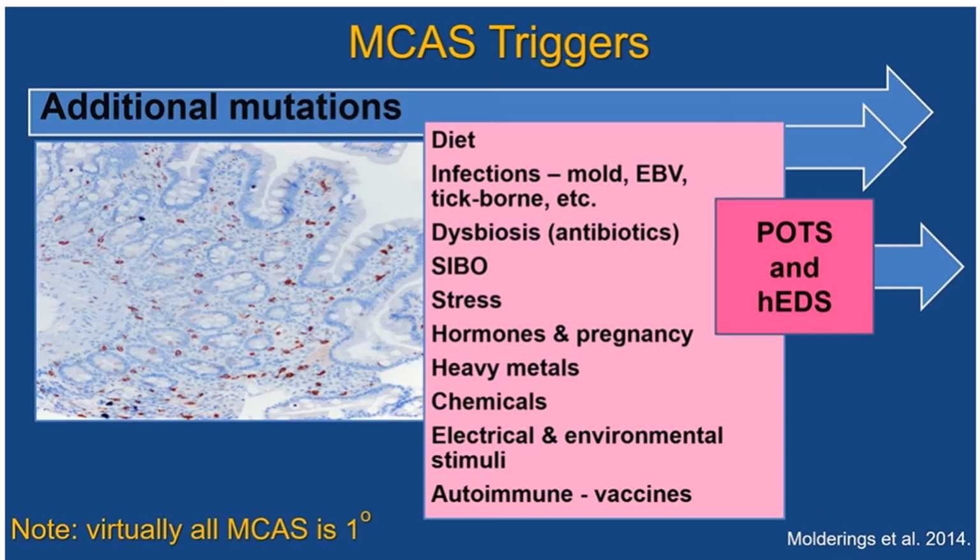So let's talk about some triggers. You'll see dietary triggers, so food allergies and sensitivities. You'll see infections such as tick-borne infections, mold, Epstein-Barr, CMV, HHV6. So a viral burden can actually make this worse. I suspect also chemicals and heavy metals are triggers. Dysbiosis due to overuse of antibiotics. SIBO, stress, both physical and emotional stress, abnormalities and imbalances in hormones, and you can also see this manifest during pregnancy, electrical or environmental stimuli like EMR or EMF with the smart meters that some people cannot tolerate, and it manifests as MCAS. And then autoimmune, such as reactions to vaccines.